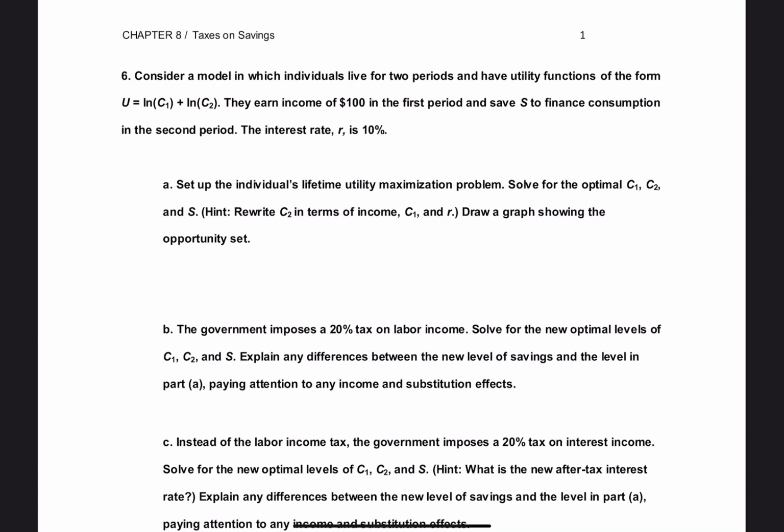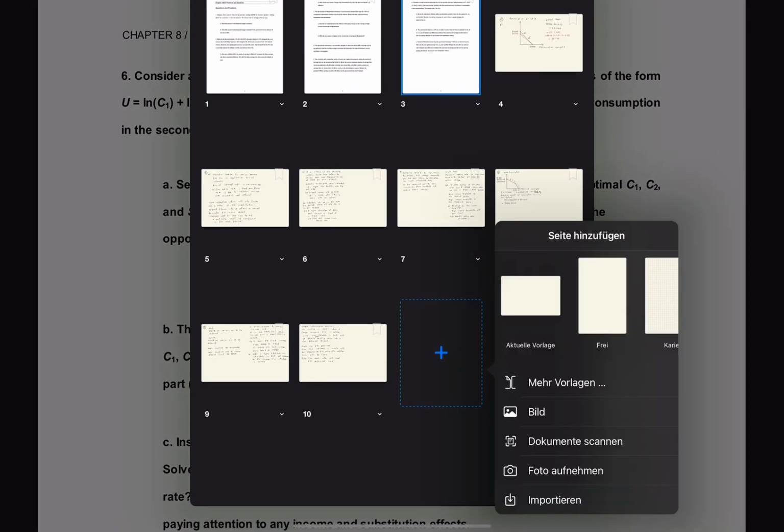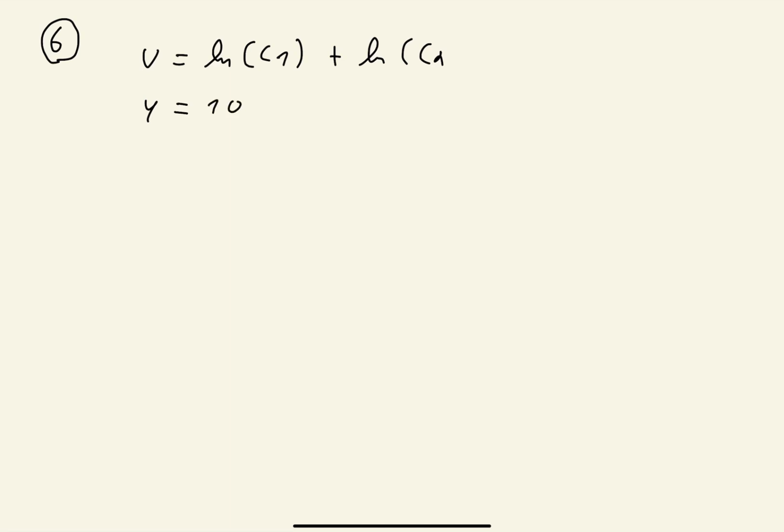Okay, let me just go to a new page. So this is exercise number 6, and we are in A. So let me just again summarize the information that we have. The utility function is log of C1 plus log of C2. Then what else do we have? Let's say income is Y and it's 100, so it's $100. R is equal to 0.1, so 10%.